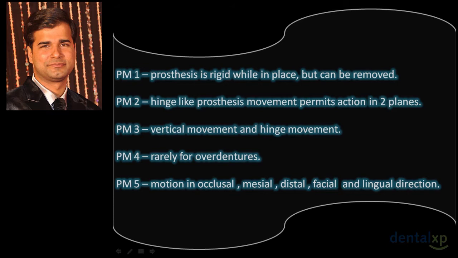If header bar was type 2, then we have a Dolder bar and a clip, which is for the PM3. The bar and clip must also be perpendicular to the direction of prosthesis rotation for a PM3 movement. Coming to the PM4, it's rarely available for an overdenture system. The PM5 allows the motion in all directions. When I'm talking all directions, it is occlusal, mesial, distal, facial, lingual, all directions.